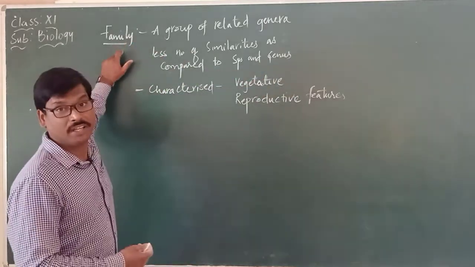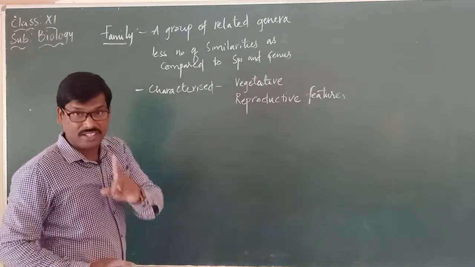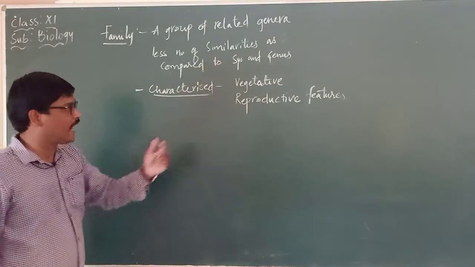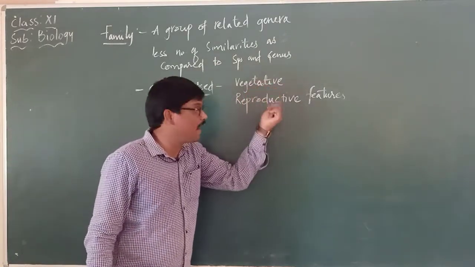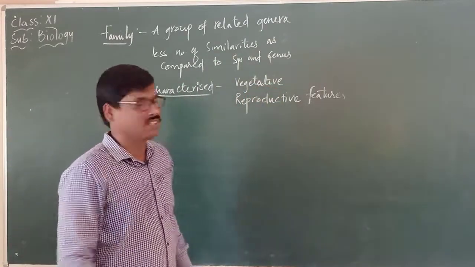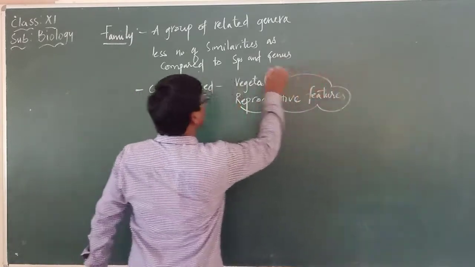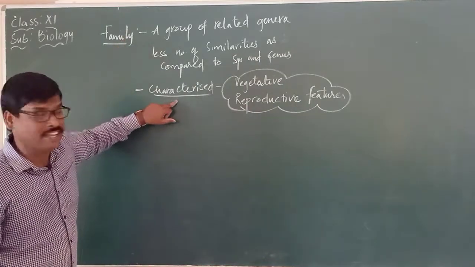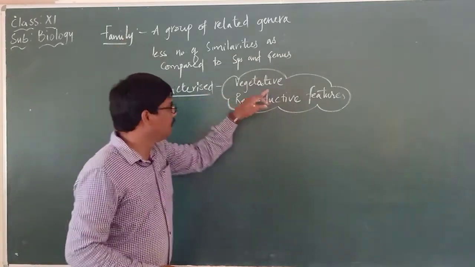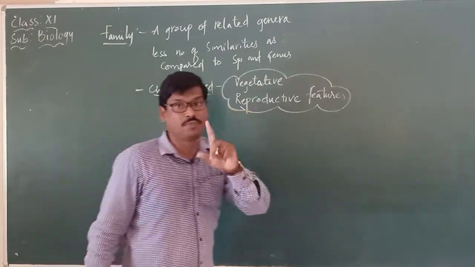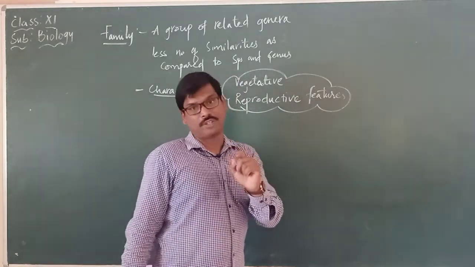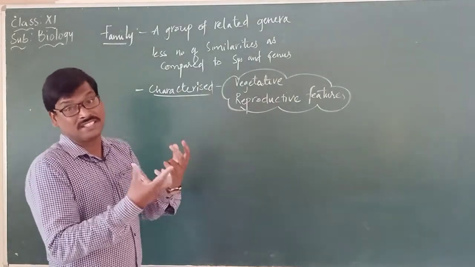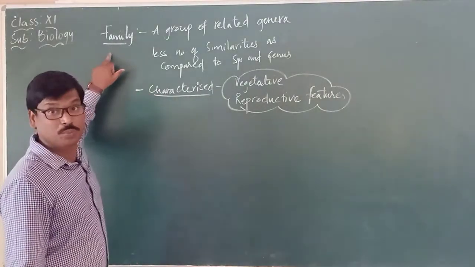And a very important point is that family is characterized based upon vegetative and reproductive features. Please remember this. This is a very important point, which is very important for objective questions also. Family is characterized based upon both vegetative and reproductive features. Vegetative and reproductive features are considered when they keep these genera into one family.